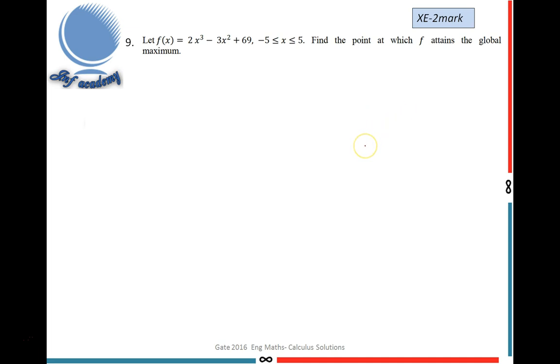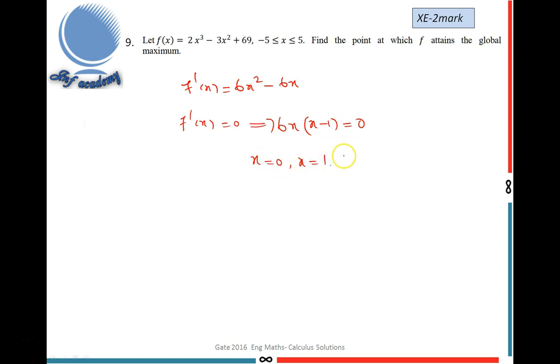It has 2 marks. First I find f dash of x, which is 6x square minus 6x. Next, f dash of x equal to 0 gives, I take 6x outside, so I got x minus 1 equal to 0. So the critical points are x equal to 0 and 1. These 2 points lie inside the interval minus 5 to 5, so you can take these 2 critical points.